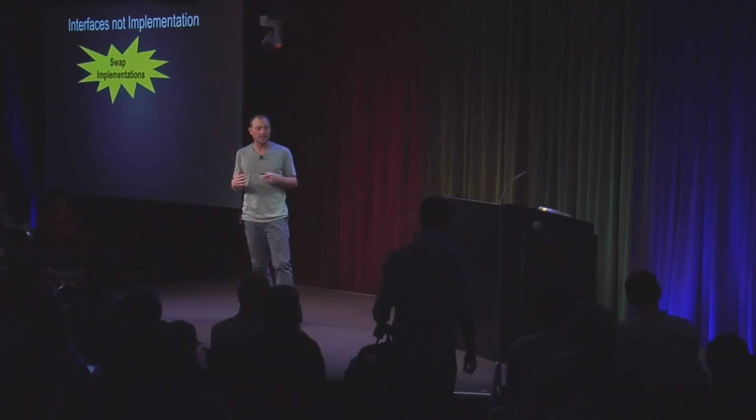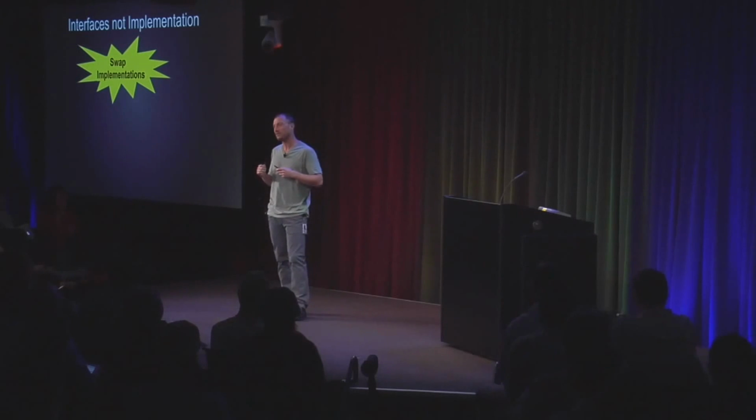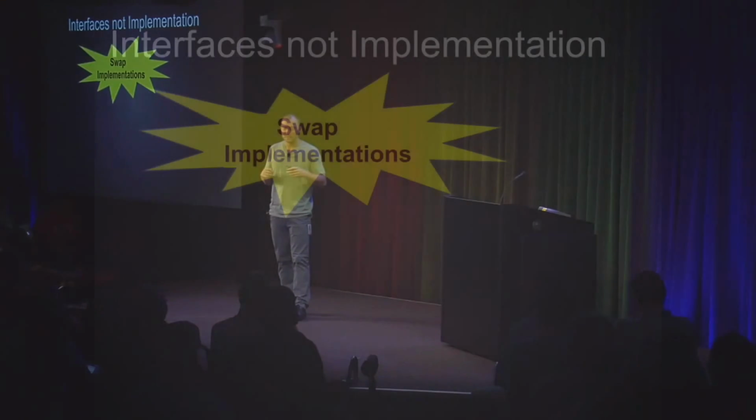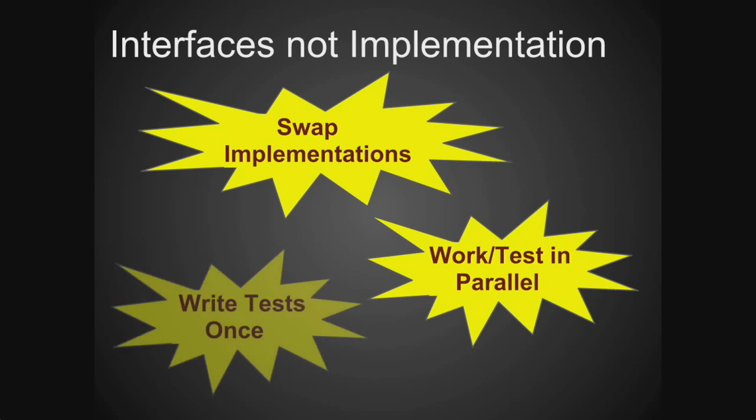And what I mean by that is when you program and you test to interfaces and not implementations, your life becomes a lot simpler. You can swap implementations very easily. You can work and test and code all in parallel. And we'll see what I mean when I say all this stuff. And you can write the test one time, hopefully, and then as you implement different functionality, your tests don't have to change or change very little.